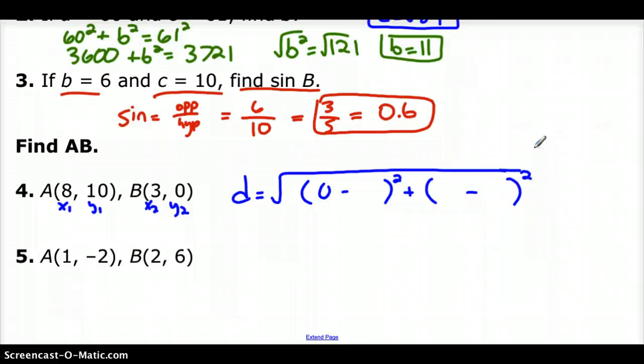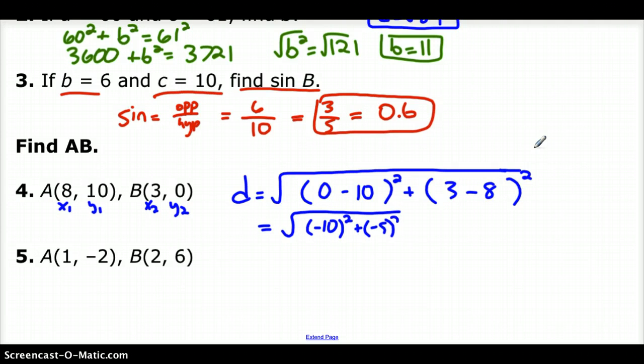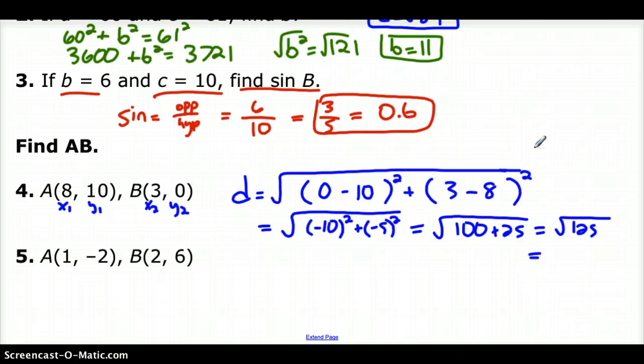So y2 minus y1 would be 0 minus 10, and then x2 minus x1 would be 3 minus 8. Doing a little simplifying, this is now the square root of negative 10 squared plus negative 5 squared, which is going to give us 100 plus 25. We know that the square root of 125 can be simplified a little more because 25 is a perfect square factor. So this is radical 25 times radical 5, and our final answer is just 5 radical 5. Pretty simple. Again, I think this is a good review for us.